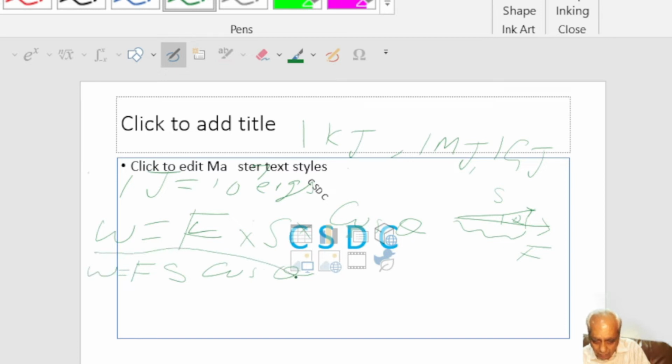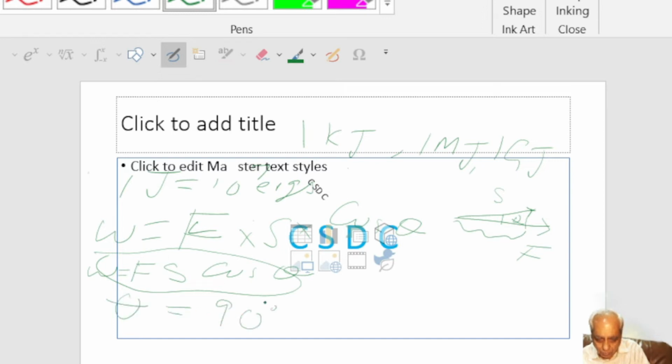This you should learn. That work done W is equal to F into S cos theta, where theta is the angle between F and S. So W would be 0 if force is 0, or displacement is 0, or cos theta is 0. When is cos theta 0? Cos theta is 0 when theta is equal to 90 degree.